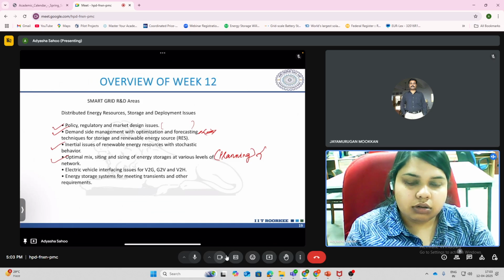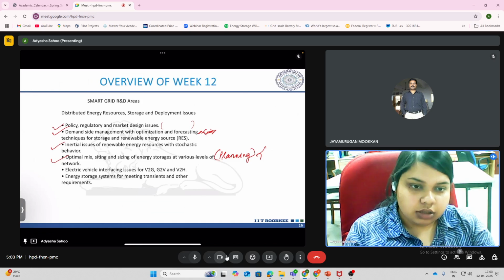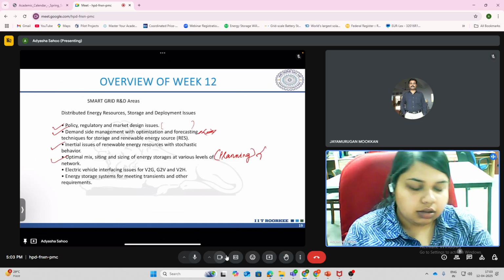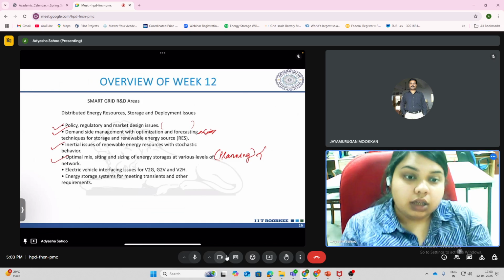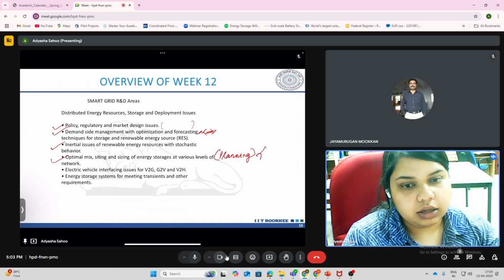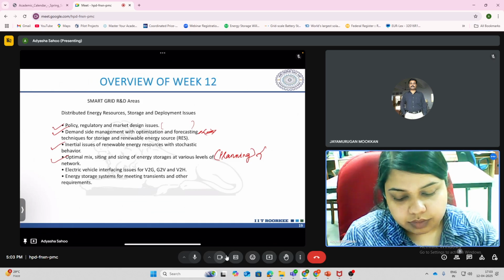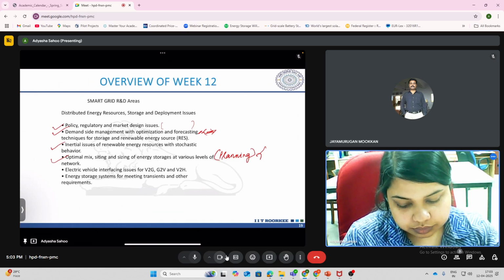Now you also need to decide the type of the storage, whether you want it for high power application, high energy application, or both. In case of both, you have to decide what percentage of capacity you are keeping for high power applications and what percentage for high energy density applications. So those kinds of decisions are to be taken.